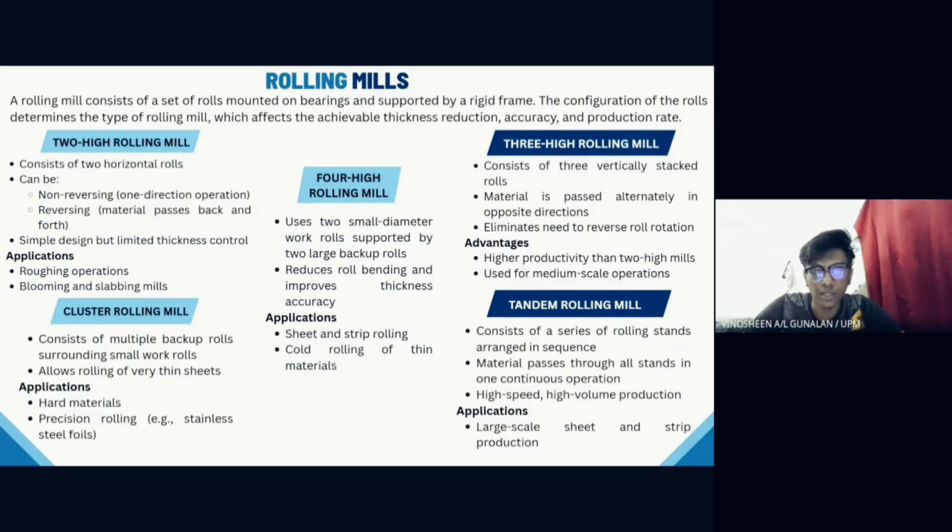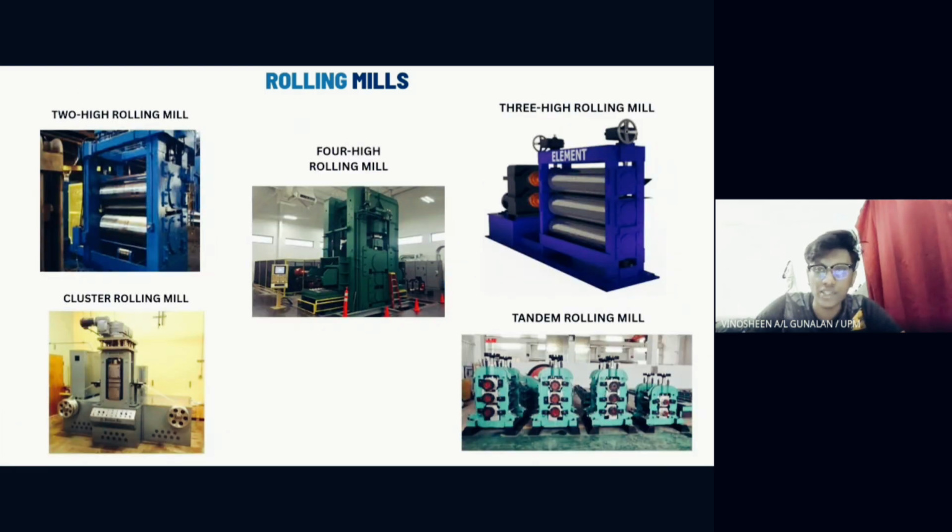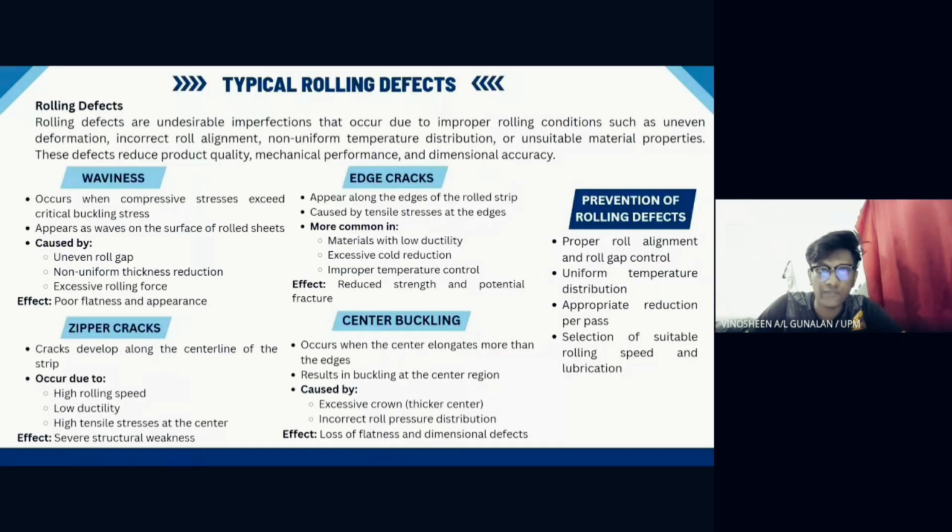And let's look at the cluster rolling mill, which consists of multiple backup rolls and surrounding small work rolls, and allows rolling of very thin sheets. The applications are hard materials and precision rolling, for example, stainless steel foils. Last, we have a tandem rolling mill, which consists of a series of rolling stands arranged in sequence. Material passes through all stands in one continuous operation, for high speed and high volume production. So the applications are large scale sheet and strip production. So these are the measures and examples of the types of rolling mills, and you may refer to this.